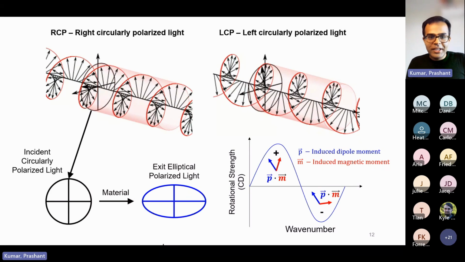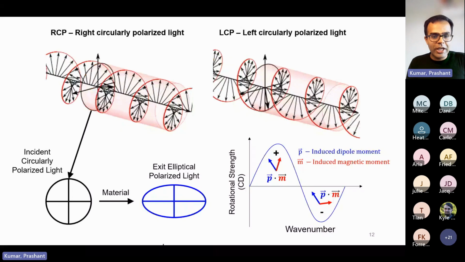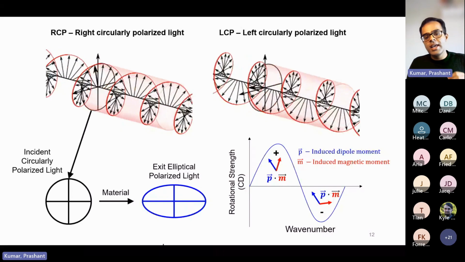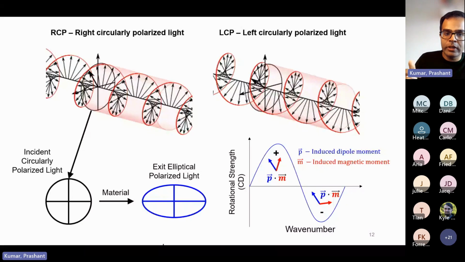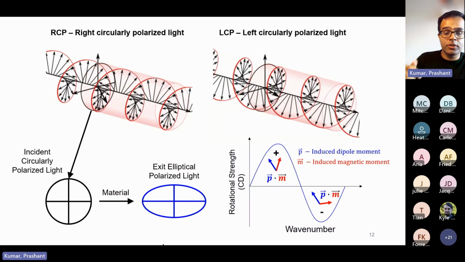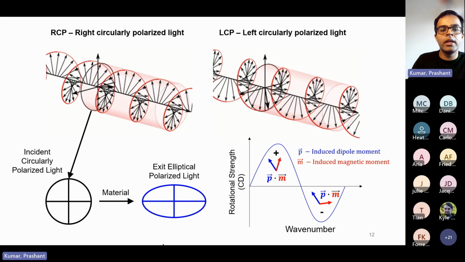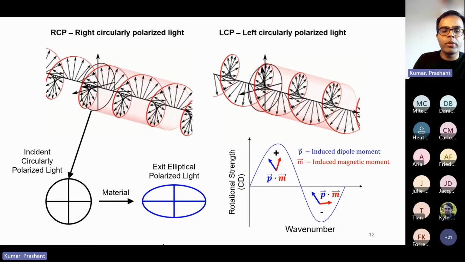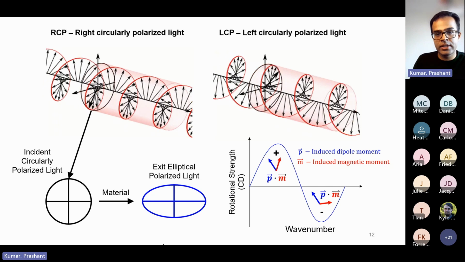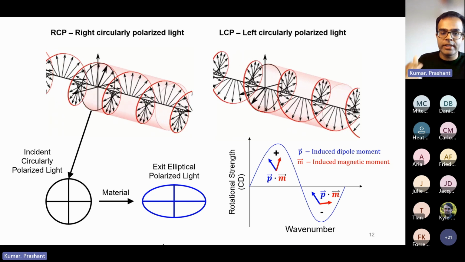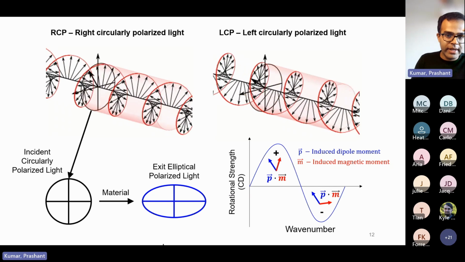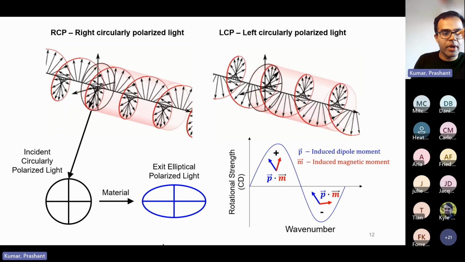I don't think I need to talk about this, but just for the sake of introduction, I will tell you that the electric field in right-handed circularly polarized light looks something like this that I've shown here on the top left, where it moves in a helical, right-handed manner as it propagates along its propagation direction. And left-handed circularly polarized light looks something like this, where the electric field is moving in this kind of helical pattern.